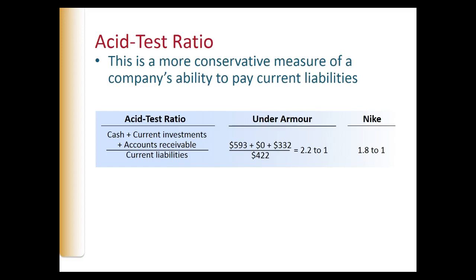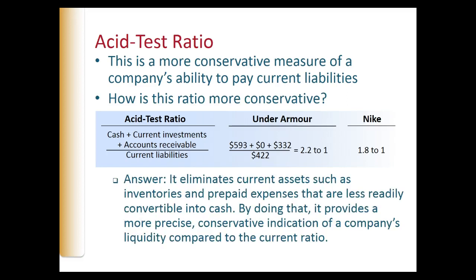This slide presents the asset test ratios for Under Armour and Nike. Under Armour's asset test ratio is 2.2 to 1, which compares favorably with Nike's of 1.8 to 1. Both companies appear to have more than enough liquid assets to pay current liabilities as they come due.